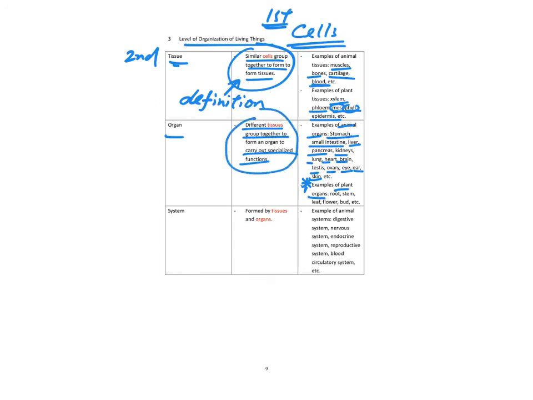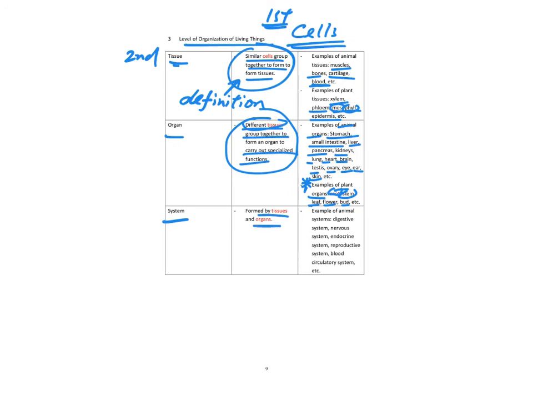By definition, different tissues going together. The roots have different tissues going together. The stem has different tissues going together. Therefore, by definition, they are called organs. Leaves, flowers, buds, etc. As for systems, they are formed by grouping tissues and organs together.